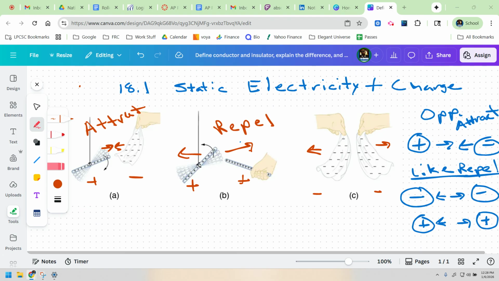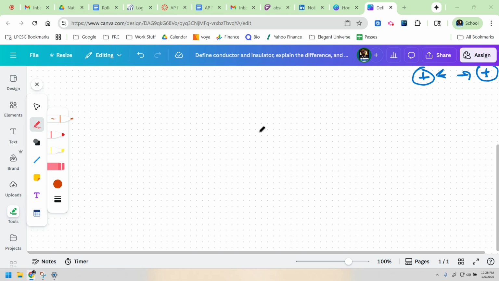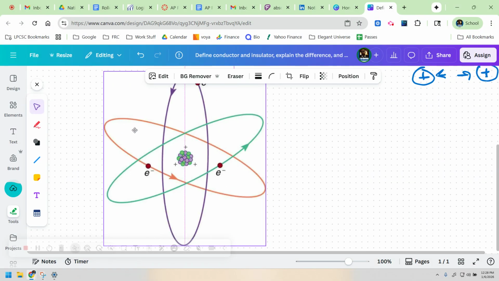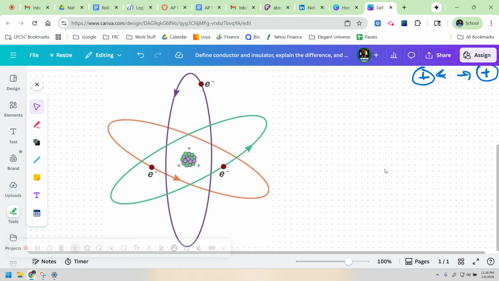Well, let's get into it. We have to review atoms. Okay, so here's an atom. And so remember that in an atom, electrons, that's an electron. So whenever you see an E with a negative sign, that represents an electron, and electrons have a negative charge.